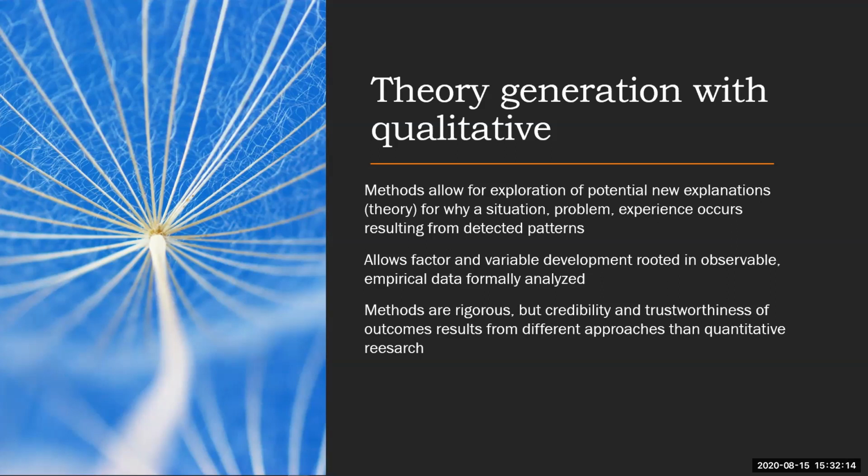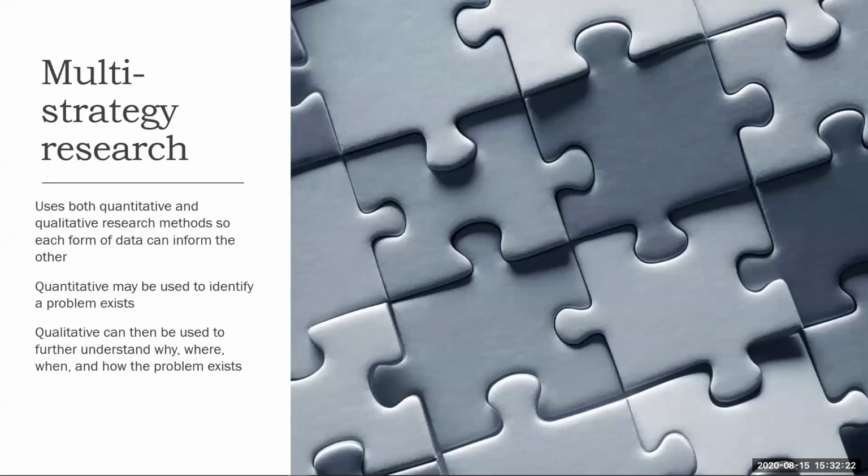But it still allows us to detect some patterns that we can then test later with quantitative if we see it often enough. And then finally, we've got multi-strategy research. And like I said before, it uses both quant and qualitative methods. And so the quant may be used to figure out if a problem exists. We look at the data and we see that out of 100 participants, 84 failed the test. Okay, we know they failed, but we don't know why. We don't know what was responsible for it. And then we go to the qualitative and we get some description as to what occurred so that we can make improvements.